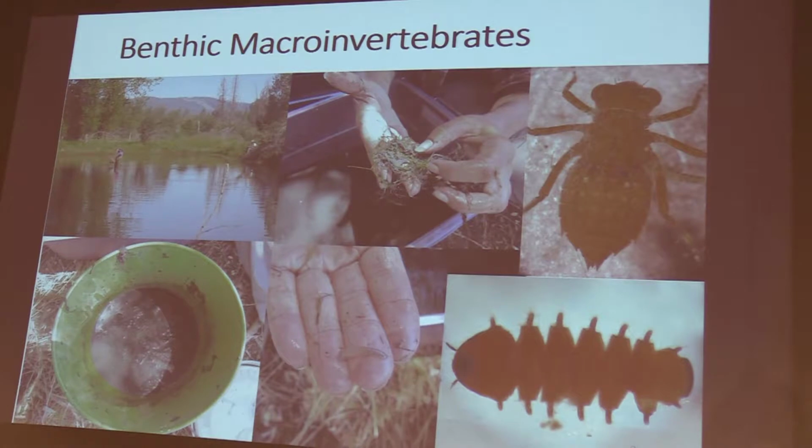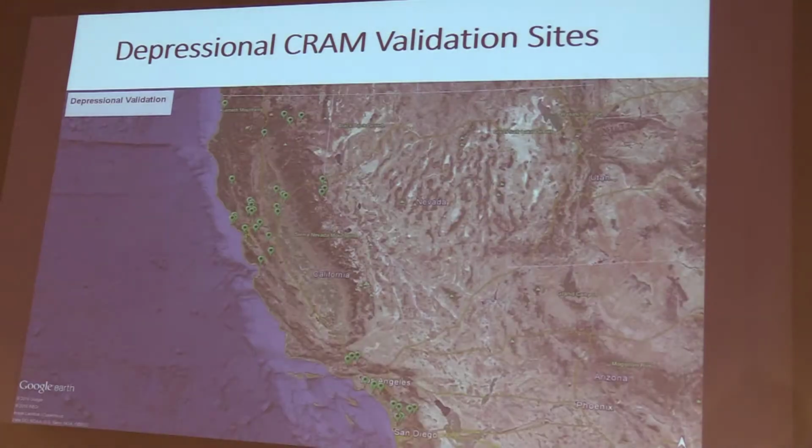We also collected macroinvertebrates and worked with ABL to identify our samples. And so this was the set of sites that we ended up with. We had that cluster in Southern California and the Bay Area, and then we really expanded it through Northern California. So we did our best to get broad geographic coverage.